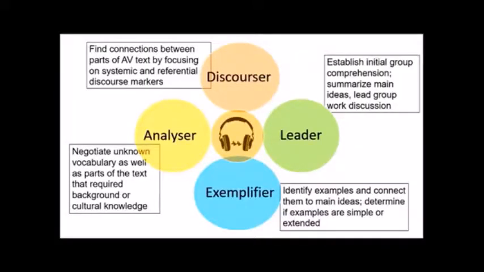All right, so what exactly is an academic listening circle? Well, basically, I divide students into groups of 4, and each student gets one role. These roles are leader, discourser, analyzer, and exemplifier. And each student does one role per academic listening circle, so they only have the one focus.